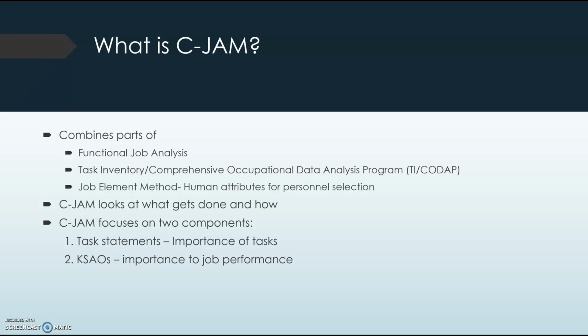CJAM combines parts of the Functional Job Analysis, the Task Inventory Comprehensive Occupational Data Analysis Program, and parts of the Job Element Method, mainly looking at human attributes in regard to personnel selection. CJAM looks at what gets done at a job and how by focusing on two main components, tasks and KSAOs. Task statements are developed and rated on their importance to the job, and KSAOs are developed based on those tasks and then rated on their importance to job performance.